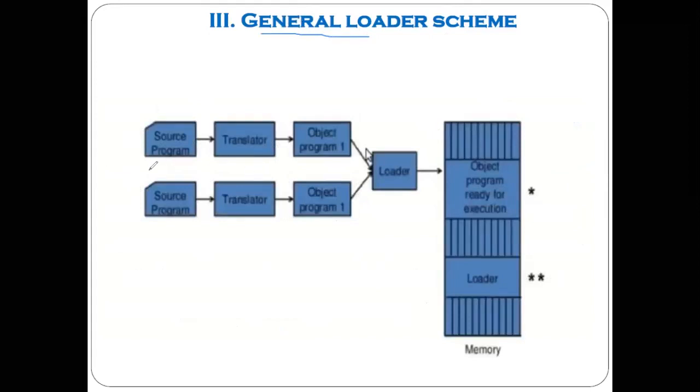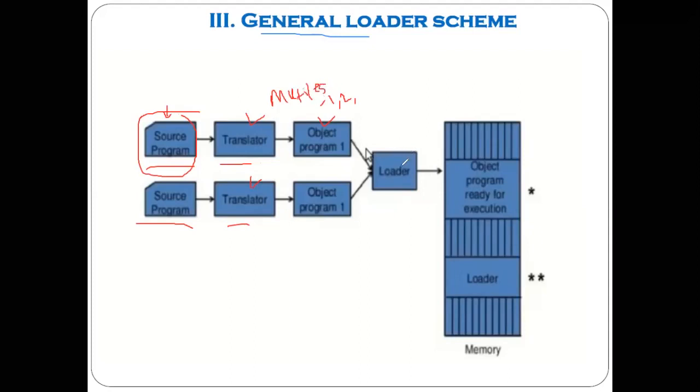You can see there might be more than one source program. The translator can be an assembler or a compiler, which translates the program into a number of object programs. The object program can be one, or it can be more than one for a particular source program. It depends on what different functions you are utilizing in the source program and what library functions are required for it. Depending on that, your translator converts your source program into multiple object files.